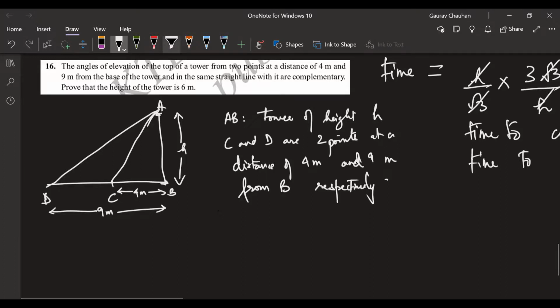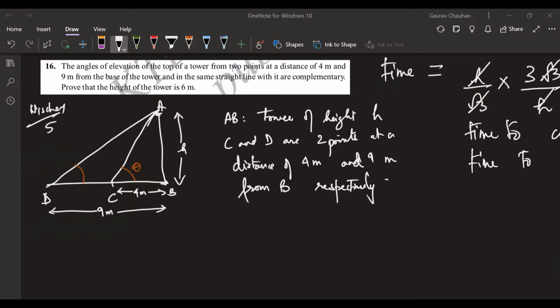Now, if I were to take any one of the angles as theta, let's take this as theta, what will this angle be? First person to respond privately in chat box gets points. If I'm taking this angle as theta, what will this angle be? It is complementary. So yes, Nishchay, you get 5 points here. It will be 90 minus theta.